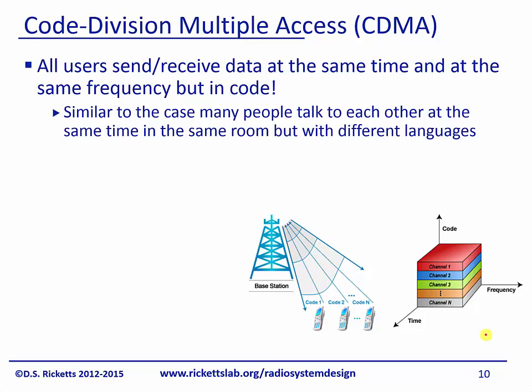The concept of CDMA is that all the users are sending and receiving data at the same time and at the same frequency, but it's in code. An example would be if people were talking in different languages. If you were in a room with other people and you spoke English and French and someone was speaking French, you could understand them, but if somebody was speaking German, you would probably just ignore them. So in time and in frequency, we're basically stacking all of the users on top of one another. I'll show you next how exactly they're able to do this and what we mean by a code.